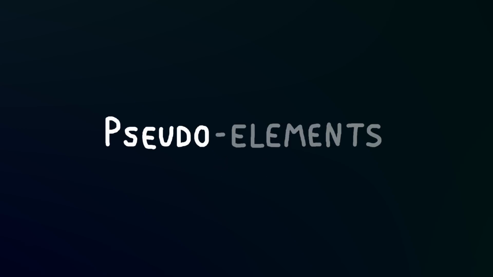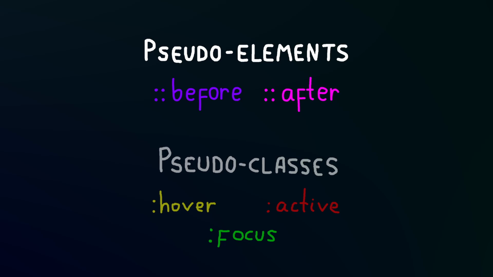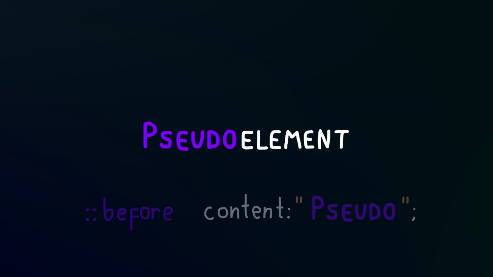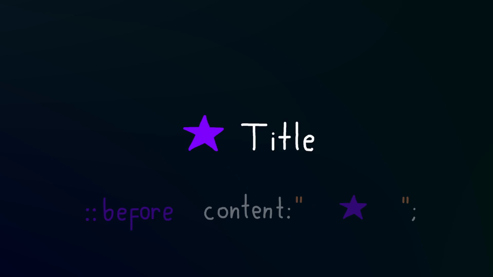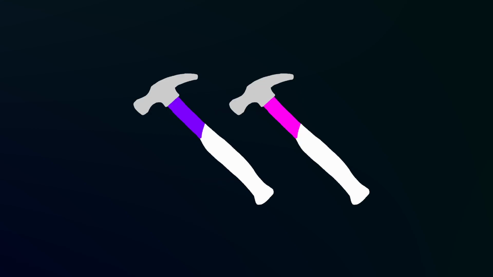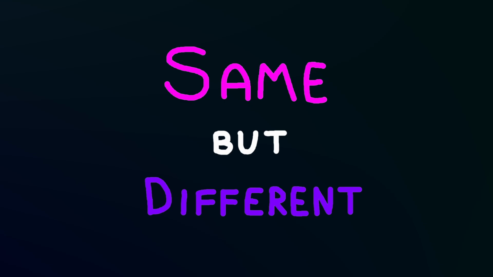Don't let the double colon scare you. That is just for readability and to differentiate elements from classes. They both need a content property to display themselves, which can be useful for adding markers, icons, and more. By using positioning and z-index, their differences become completely redundant, like having two pseudo-tools at your disposal, being the same but different at the same time.